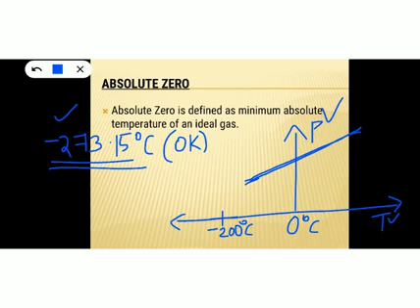And when you extrapolate the straight line graph backwards like this on the temperature axis, the graph meets the temperature axis at this point, right? And this point is considered as minus 273.15 degrees Celsius. That is our absolute zero temperature. So the absolute temperature for a gas can be obtained by extrapolating the pressure versus temperature graph as shown in this figure.